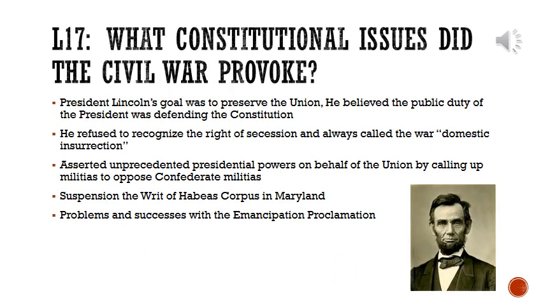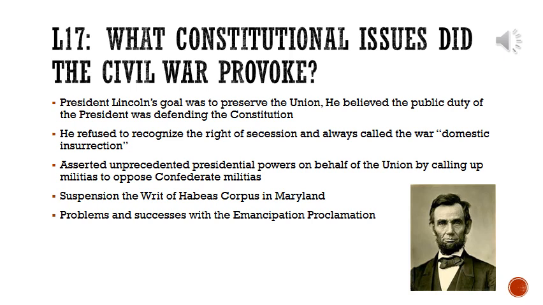Okay, so what constitutional issues did the Civil War provoke? So President Lincoln's goal was to preserve the Union at the start of the Civil War. He believed the public duty of the president was defending the Constitution. So he refused to recognize the right of secession and always called the war a domestic insurrection. So clearly in Abraham Lincoln's mind, states do not have the right to secede.